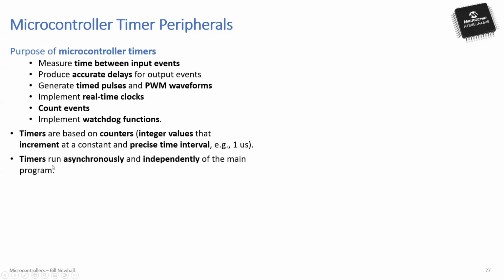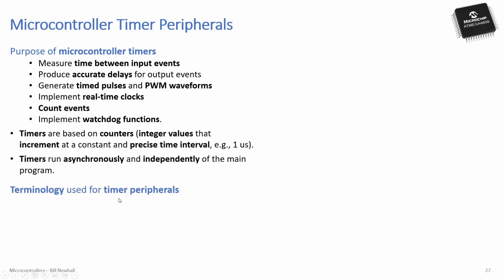Timers run asynchronously and independently of the main program typically. So asynchronously means that as things happen in the program, the timer is running behind the scenes and it might be running on its own clock, maybe not even the processor clock. And it may be timing events that don't happen in sync with the way your program is running. They can run independently. So in the background, this counter is incrementing or decrementing, and it doesn't depend on the main program functioning.